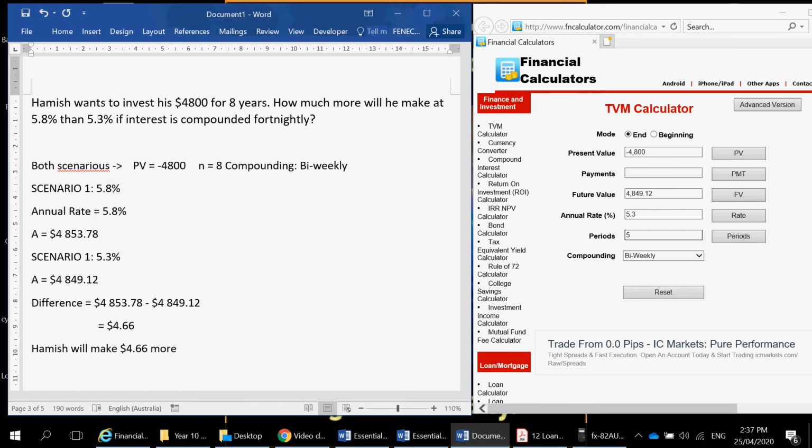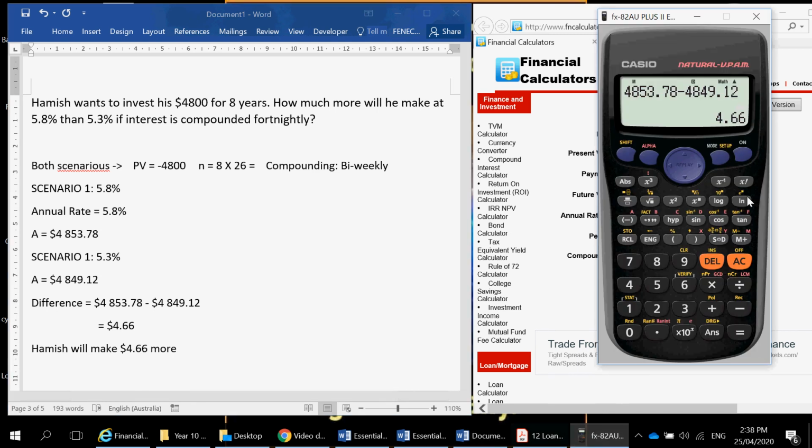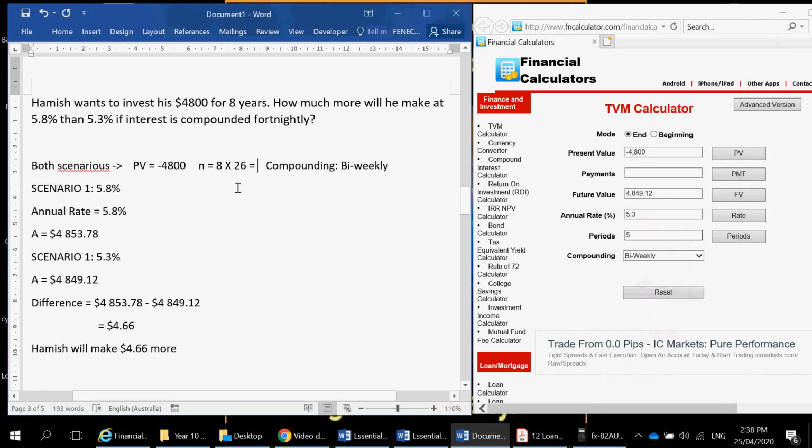8 years, and how many fortnights are there per year? There's actually 26 fortnights each year. Oh no! N is actually 8 times 26. N should be 208. So our time periods here, the number of fortnights in 8 years, 26 fortnights in a year, there's actually 208. You're going to have to redo all that.